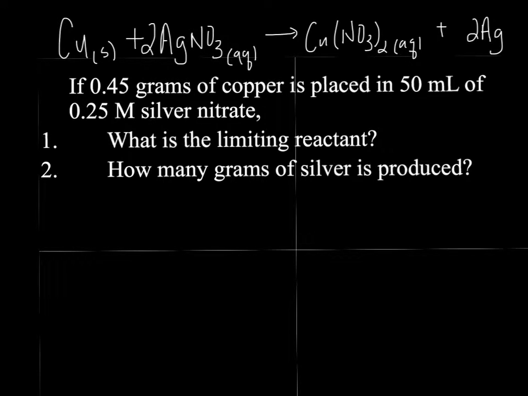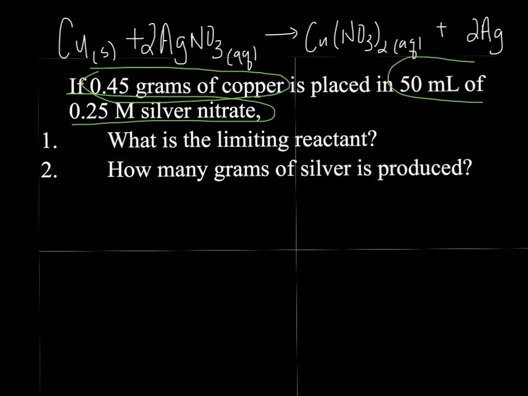This is a more difficult version of a limiting reactants problem, and the reason it's more difficult is we're starting with something that typically students don't recognize, which is a solution of a certain concentration. So if you look in the problem, we have 0.45 grams of copper, one of the reactants we're going to start with, and it's placed in 50 milliliters of 0.25 molar silver nitrate. There's the concentration that a lot of students don't recognize when they're doing the problem.